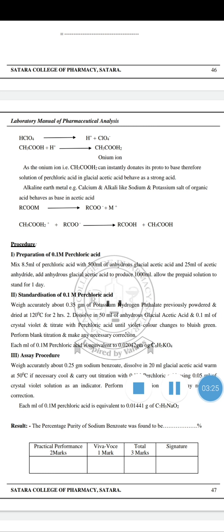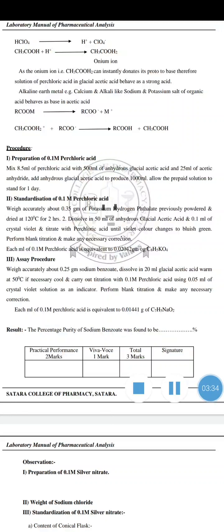Each ml of 0.1 molar perchloric acid is equivalent to 0.2042 gram of potassium hydrogen phthalate, and 0.01441 gram of sodium benzoate.